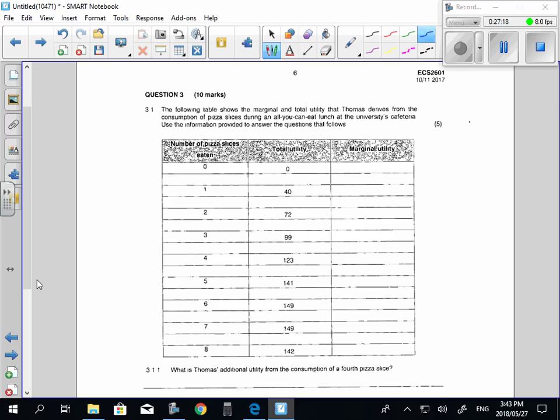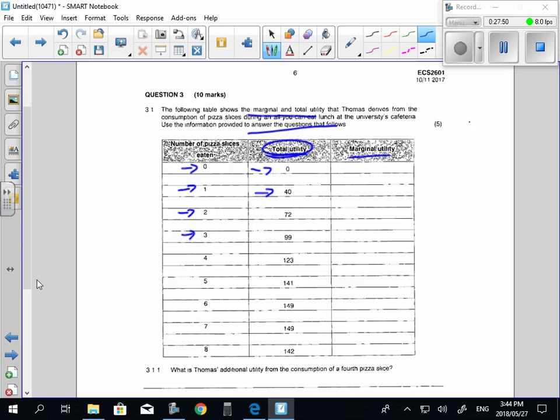All right, question 3. The following table shows the marginal and total utilities that Thomas derives from the consumption of pizza during an all-you-can-eat lunch at the university's cafeteria. Use the information provided to answer the questions that follow. You've got your total utility, your marginal utility. So, number of pizza slices eaten, total utility gained from those pizzas.